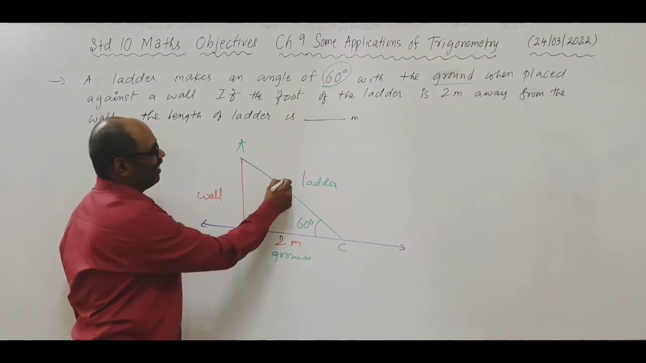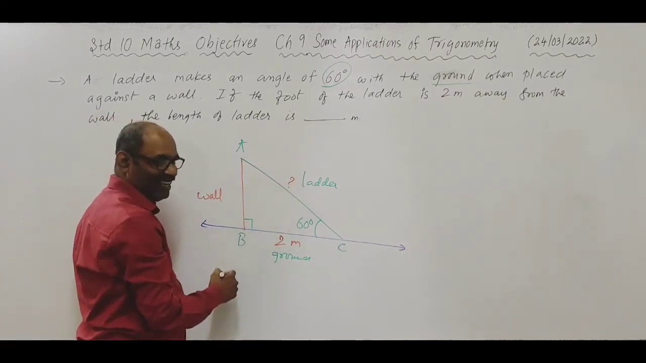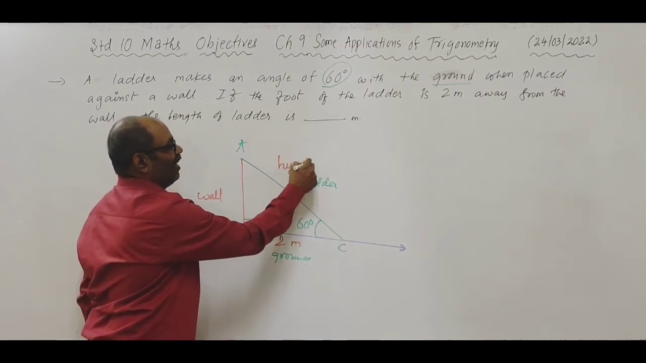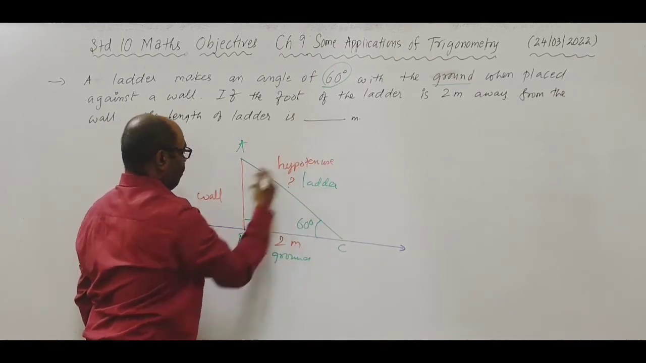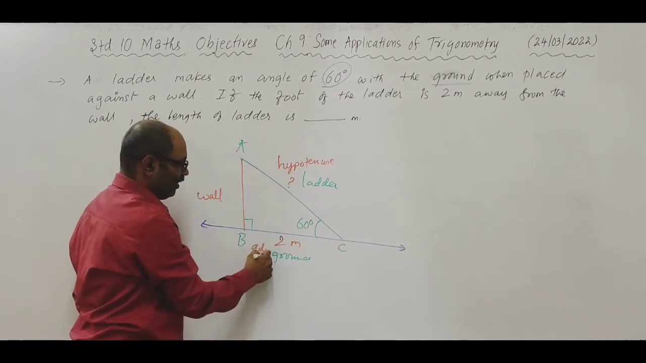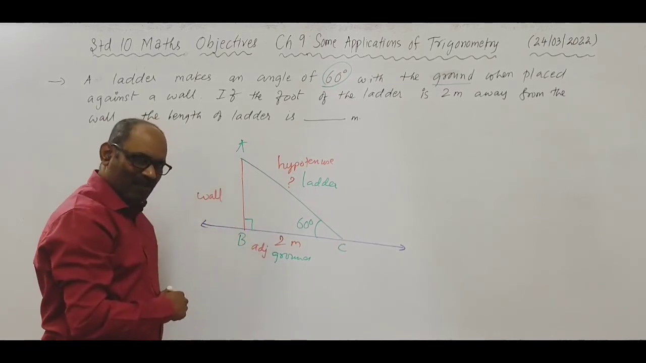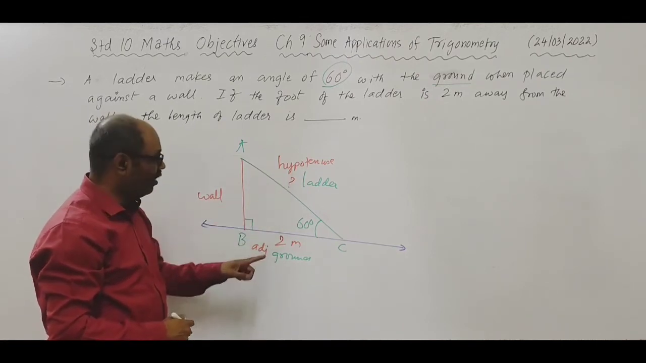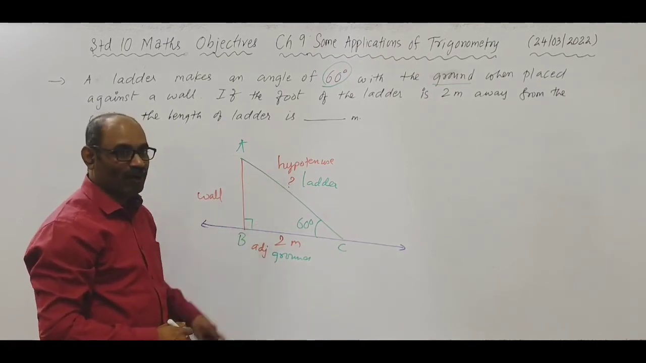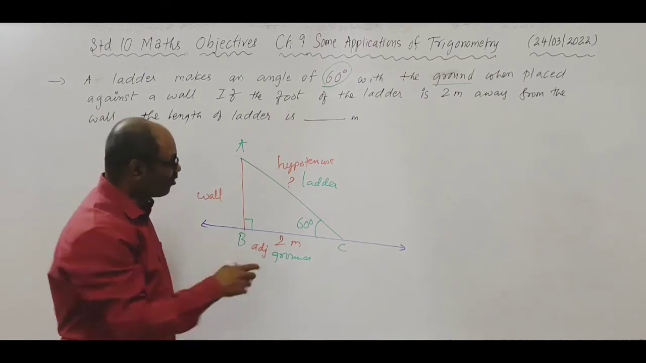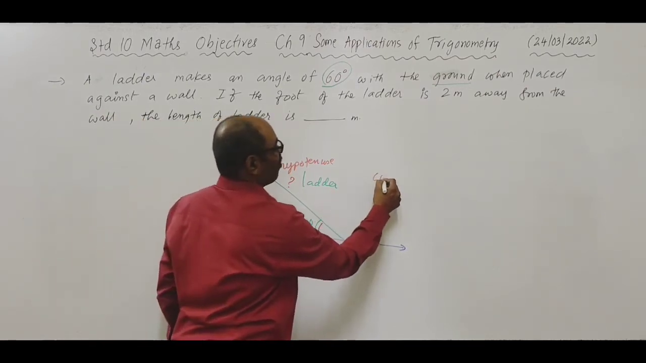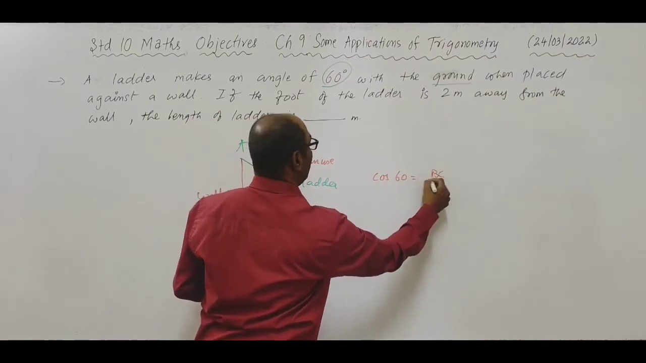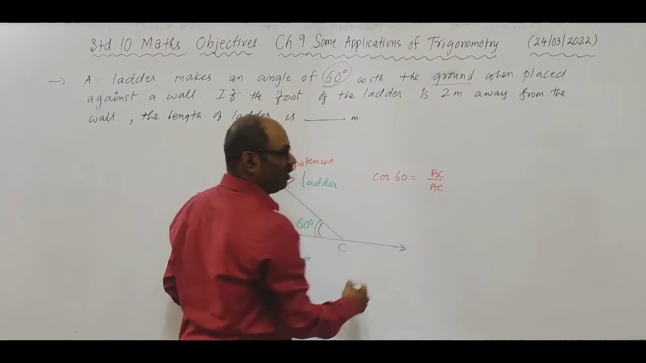Hey children, this time this is what is asked. With respect to theta, there is no opposite side here, and the adjacent is not needed. We don't have to find the height of the wall. We have to find the length of the ladder. Say, adjacent upon hypotenuse. Cos. So cos 60 degree is adjacent side, that is BC, upon hypotenuse, that is AC.